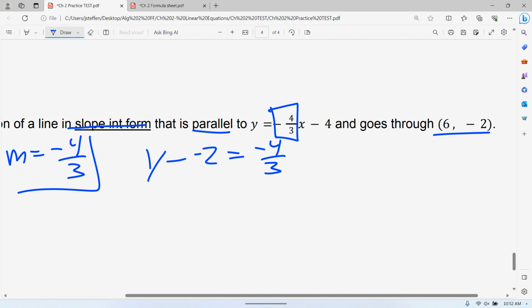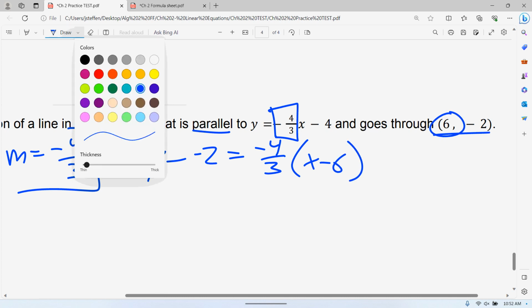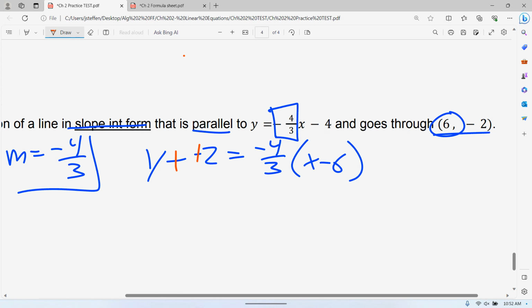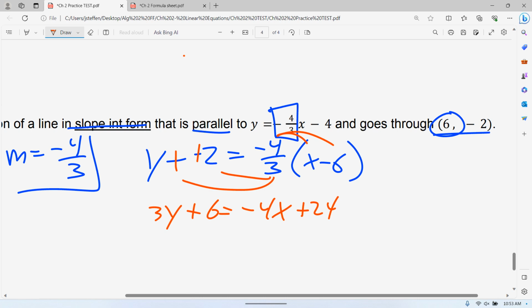-4/3 times x minus 6. Bottom to the left, so 3y plus 6 is equal to the top to the right, 24. 3y is equal to -4x plus, then divide everything by 3. I get y is equal to -4/3 x plus 6.